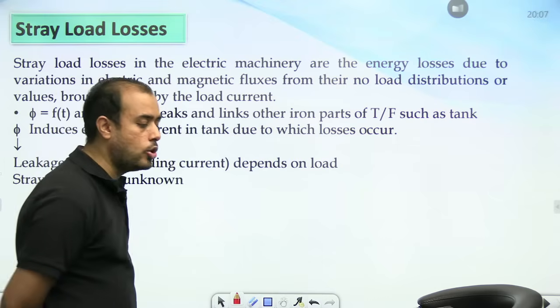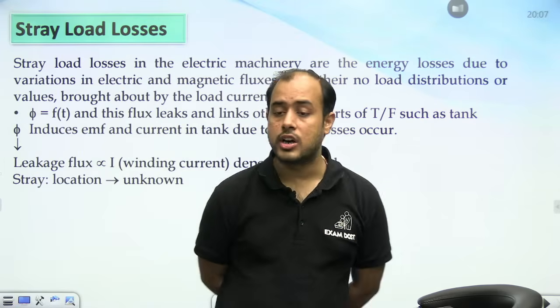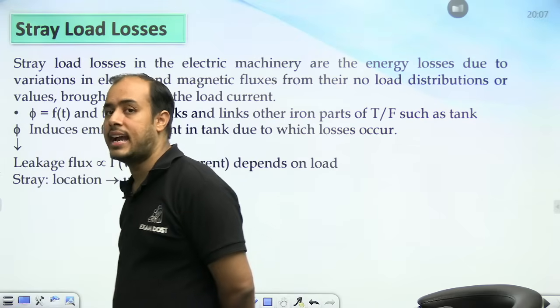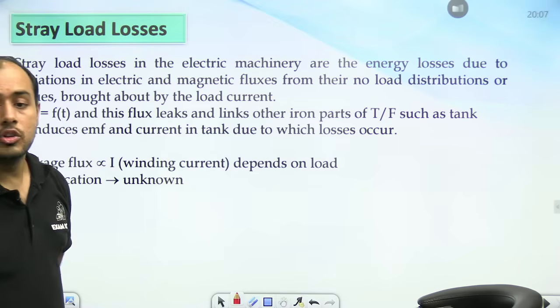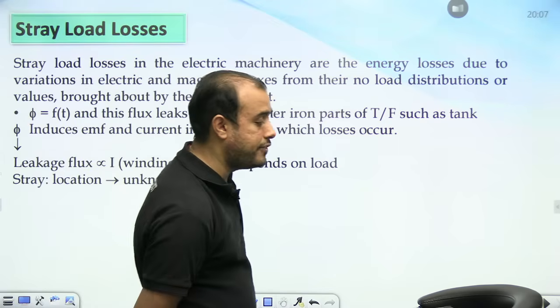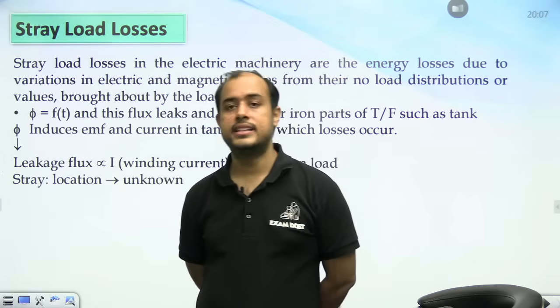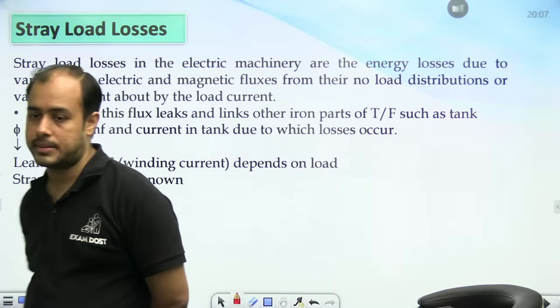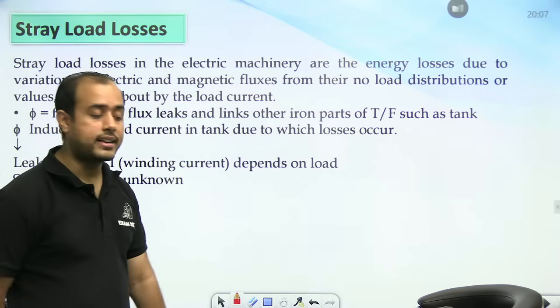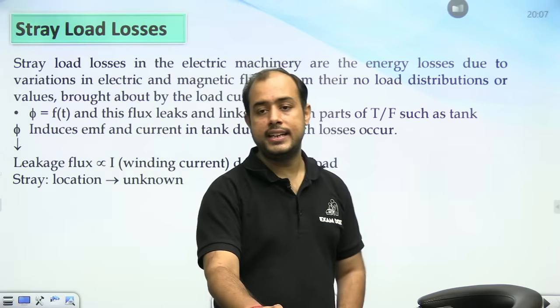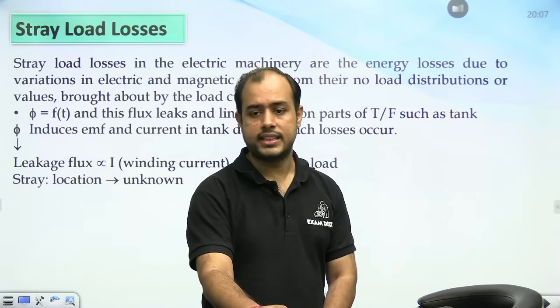So why do stray load losses occur? Because of the variation in the electric and magnetic field. Because your electric and magnetic field vary with the load current, therefore the stray losses occur. तो करंट के साथ ये जो इलेक्ट्रिक और मैग्नेटिक फील्ड बदलते हैं, इनकी वजह से स्ट्रे लॉसेस आते हैं.